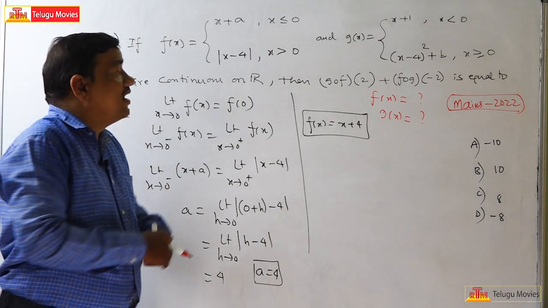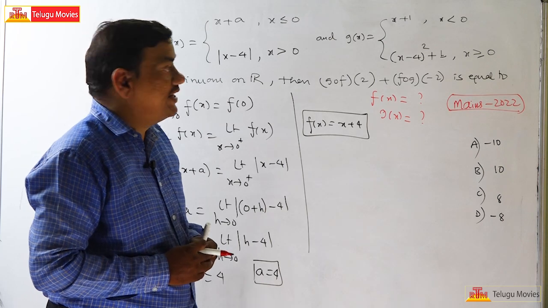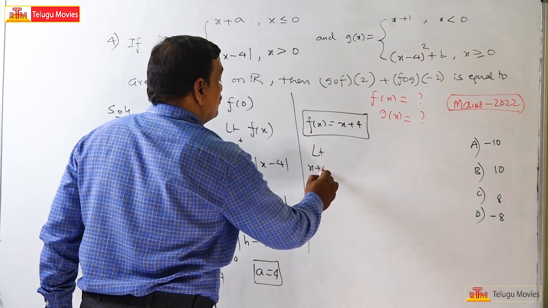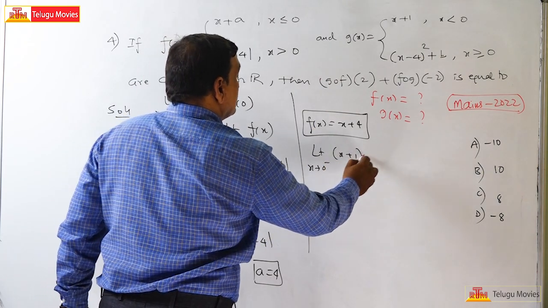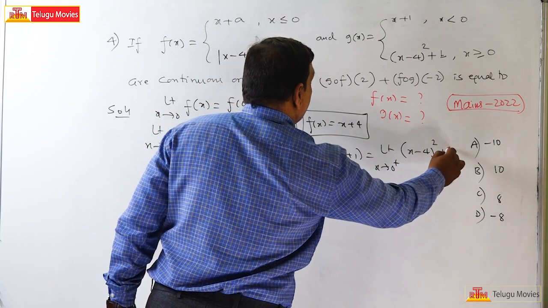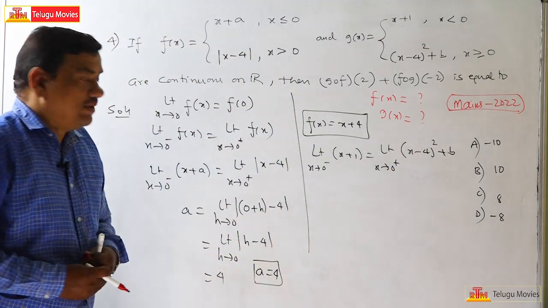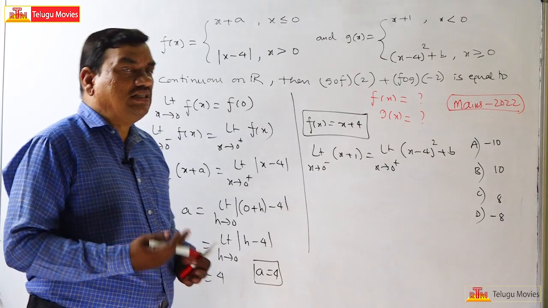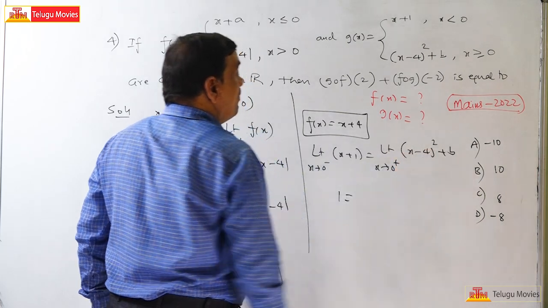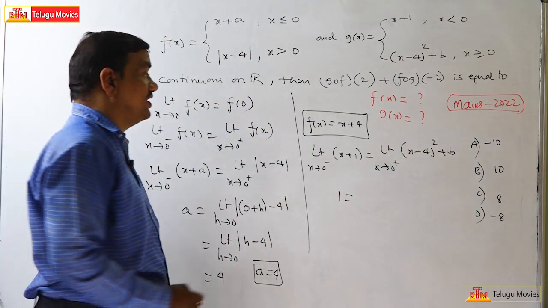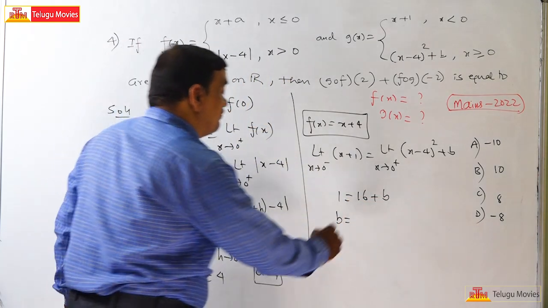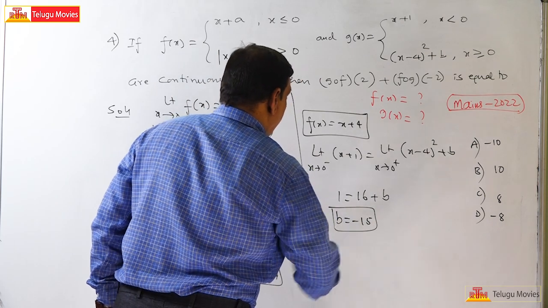Very clear. Likewise, let us find out g of x. Same here also, left hand limit, right hand limit. So, limit x tends to 0 minus, that is x plus 1. Limit x tends to 0 plus, (x minus 4) whole square plus b. Now, let us substitute x is equal to 0. Even if you convert into h, we will get the same answer. So, here you will get 0 plus 1, which is 1, equals 0 minus 4 whole square, 16, 16 plus b. Therefore, b is equal to minus 15.